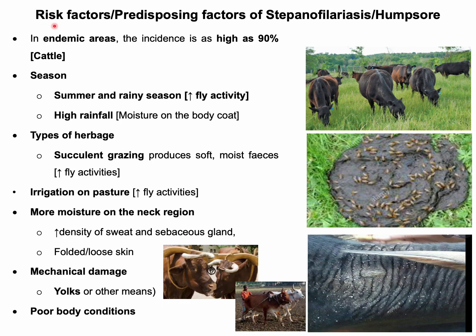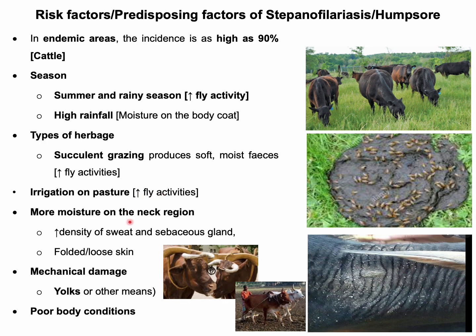According to the literature, the infection rate is around 90% in endemic areas. Next, summer and rainy season with high rainfall increases the activities of the flies, leading to higher transmission of this parasitic infection. Grazing on succulent grass produces soft, moist feces. As a result, more flies will visit the host and transmit the infection. Irrigation on the pasture lands also increases the flies' activities.